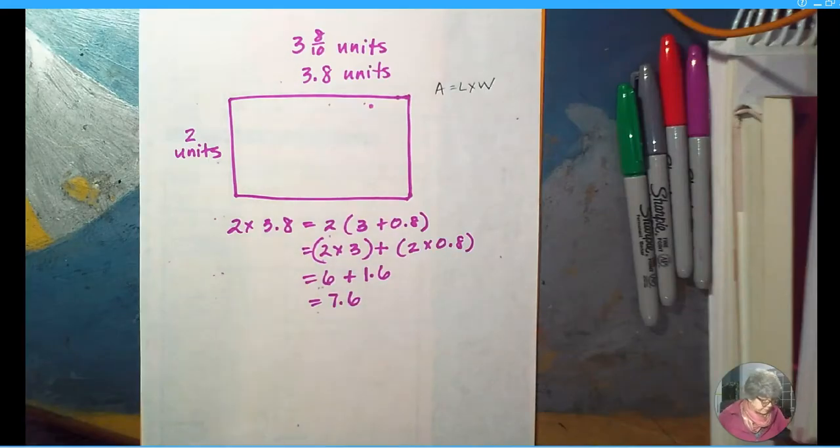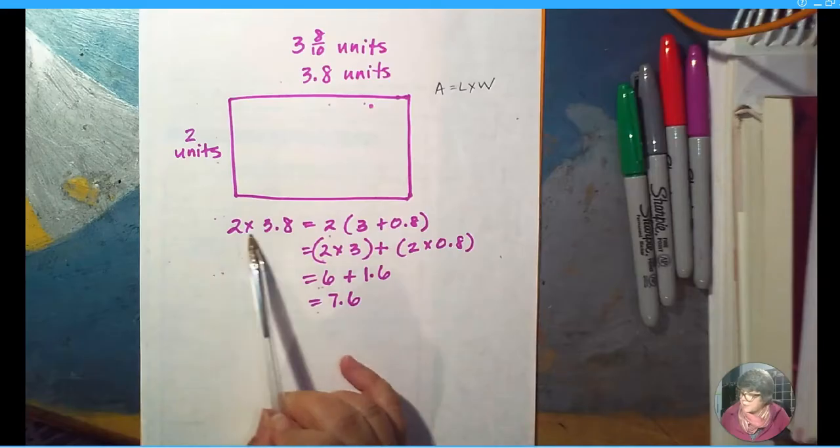We could do it by vertical form. We could do it by 2 times 38/10. Or we could use the break apart and distribute strategy. Okay, here we have the break apart and distribute strategy. And let's just look at it really quick.